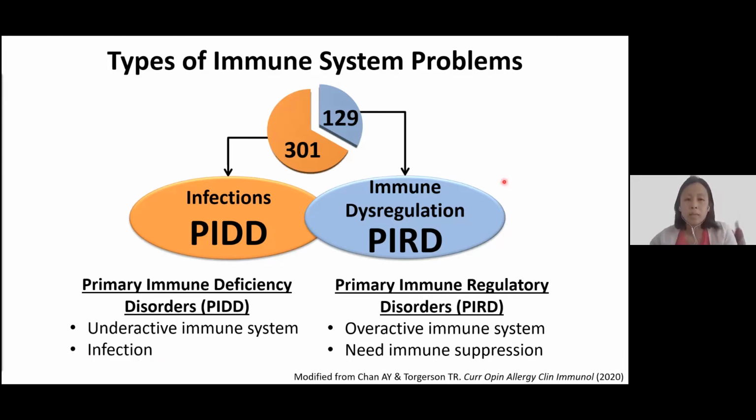The other types of disorders are called immune dysregulation, and they're called primary immune regulatory disorders, or PIRD, and they represent roughly 1/3 of the genes that are known to cause immune system problems. These patients oftentimes have an overactive immune system, such that the immune system is attacking different parts of the body. These patients oftentimes need medicines to suppress the immune system, or immune suppressive therapies.